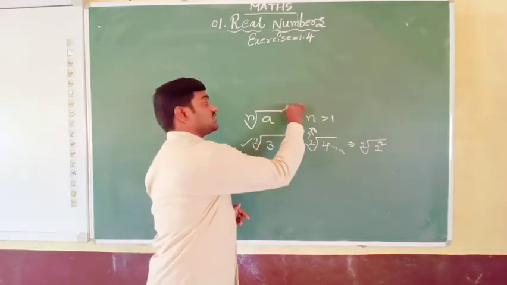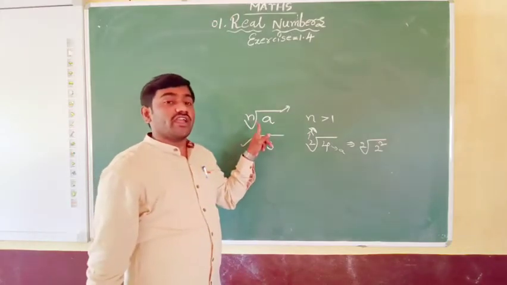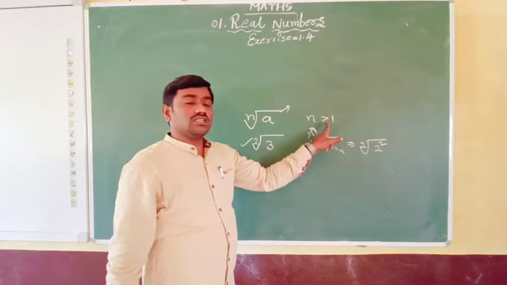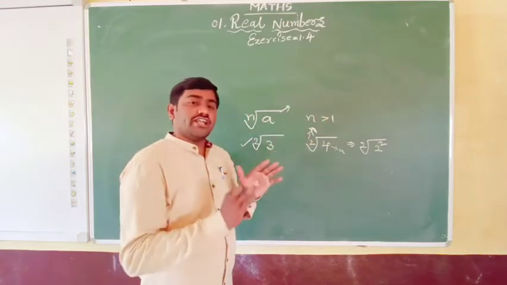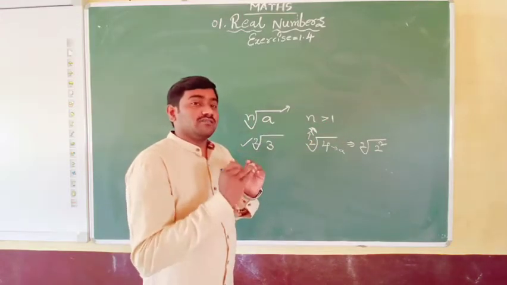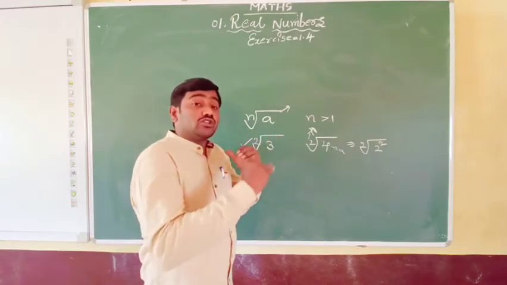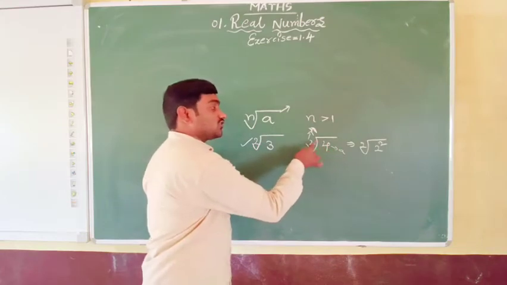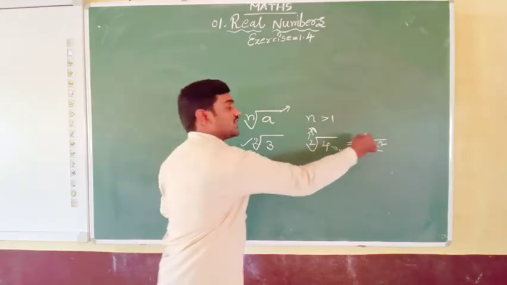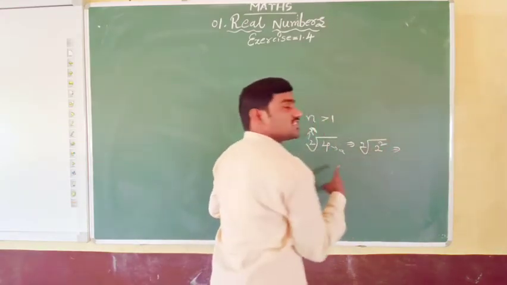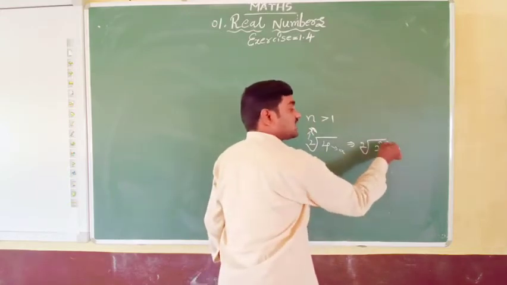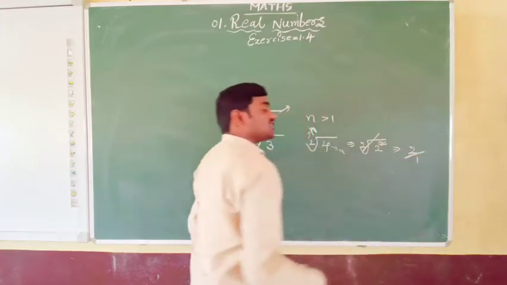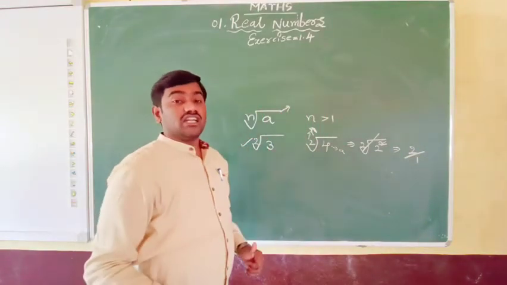What I said in the definition: nth roots of a number are called surds, where n is a positive integer greater than 1 and a is any positive rational number, but a should not be the nth power of a rational number. But here this 4 is the nth power of a rational number. So it is not a surd, because here we can cancel the square and the square root. Hence we get 2, which we can write as 2 by 1. Hence it is a rational number.